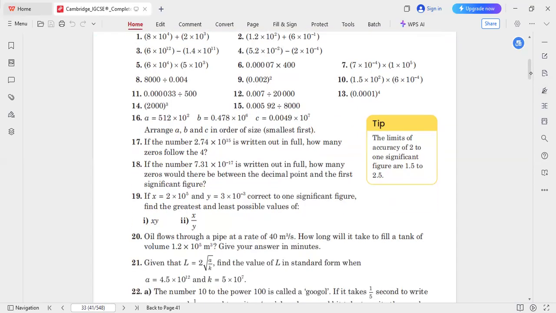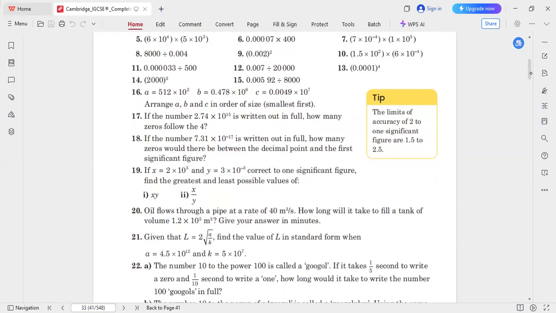So in part number 16, we need to start. We have been given three values, the value for A, the value for B, and the value for C, and all three values have been given in standard form. They are saying to arrange A, B, C in order of size, smallest first. You need to write it smallest first.